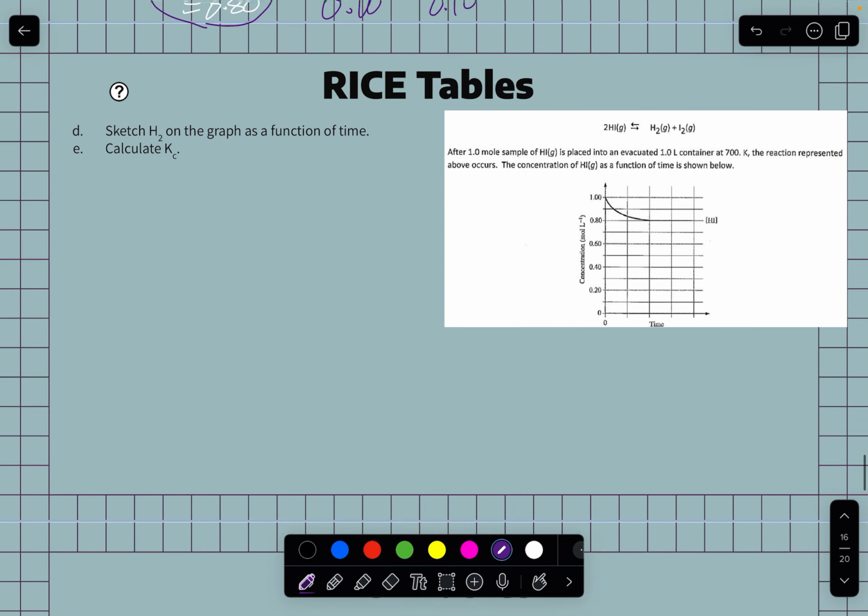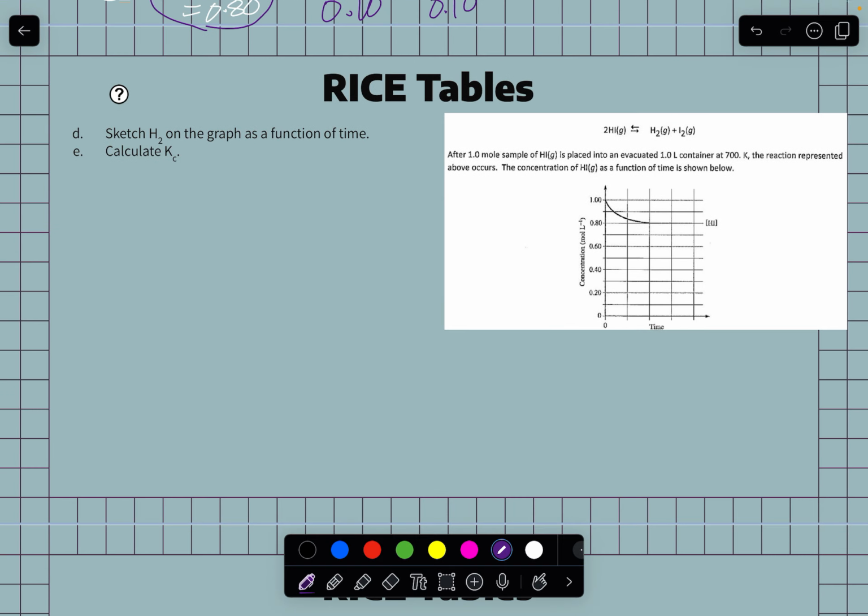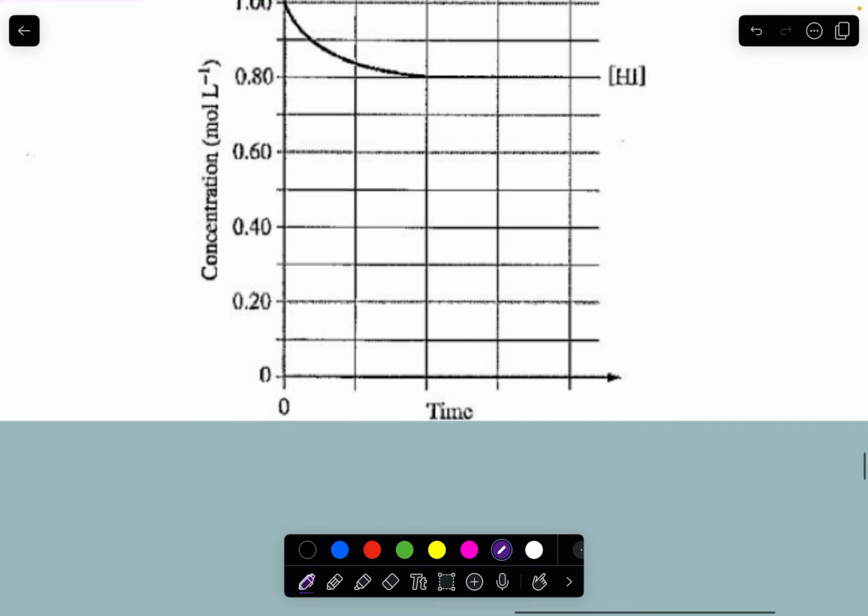Okay, so for part D, it's asking to sketch this on the graph. So we know for H2, our initial is at 0 because it's a product. Our equilibrium, we said, was 0.10 molar. So on our graph, we're going to start at 0. That's our initial, and our equilibrium should end at 0.10.